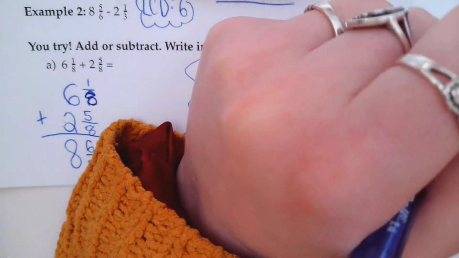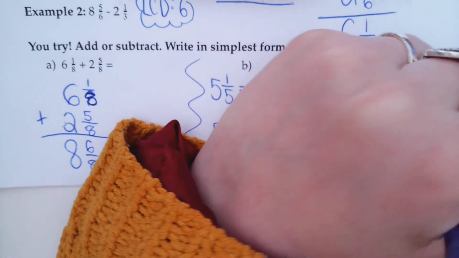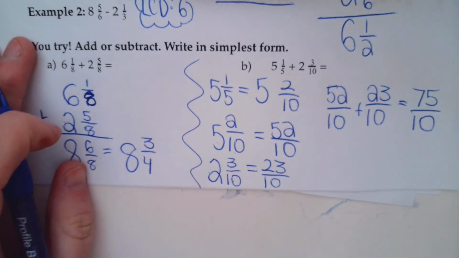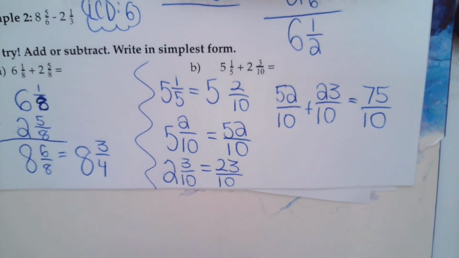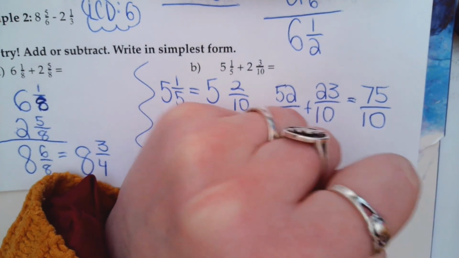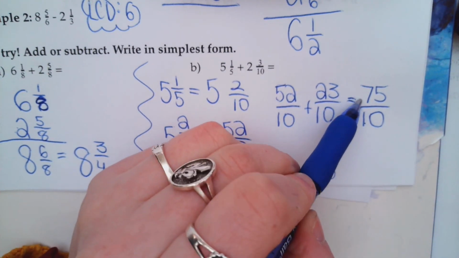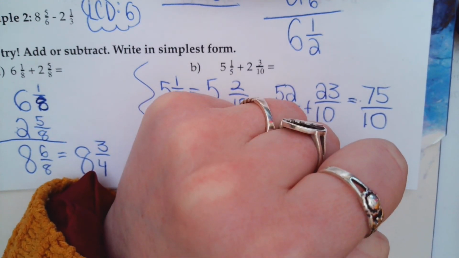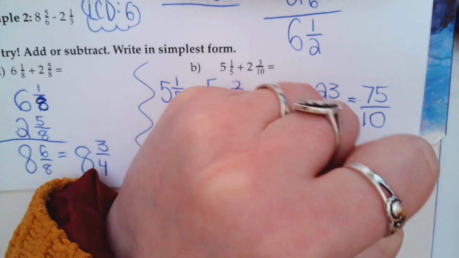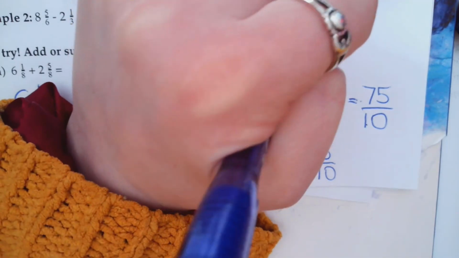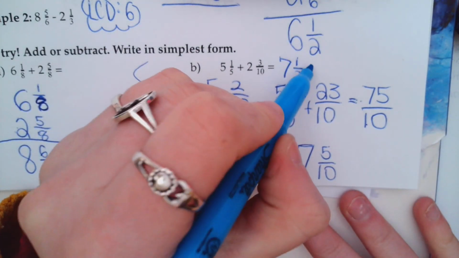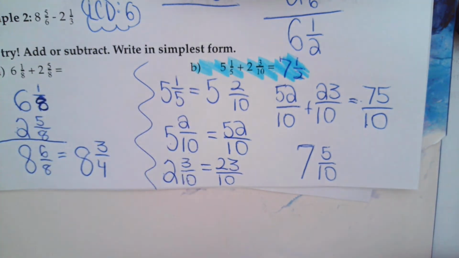52 plus 23, we get 75 over 10, which can be written, if we want to put it back to a mixed number, with 10 as our denominator. How many times does 10 go into 75? 7. 7 times 10 is 70, and then we have 5 left over. So our answer here would be 7 1/2. So that's just another way to do it. I know a lot of people do prefer that way.